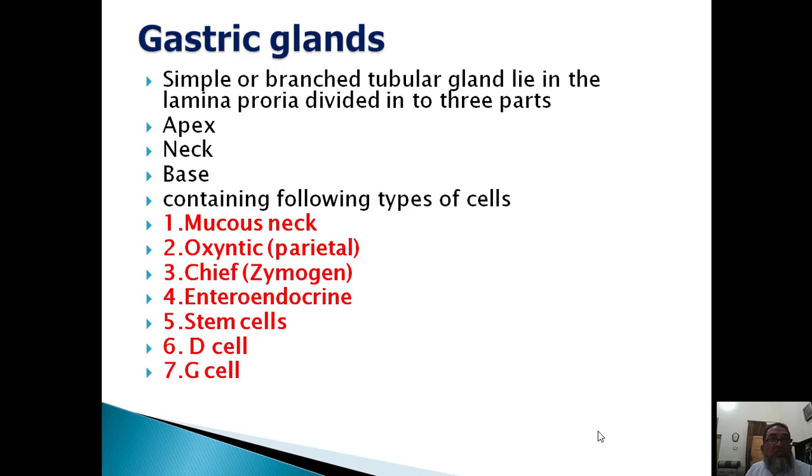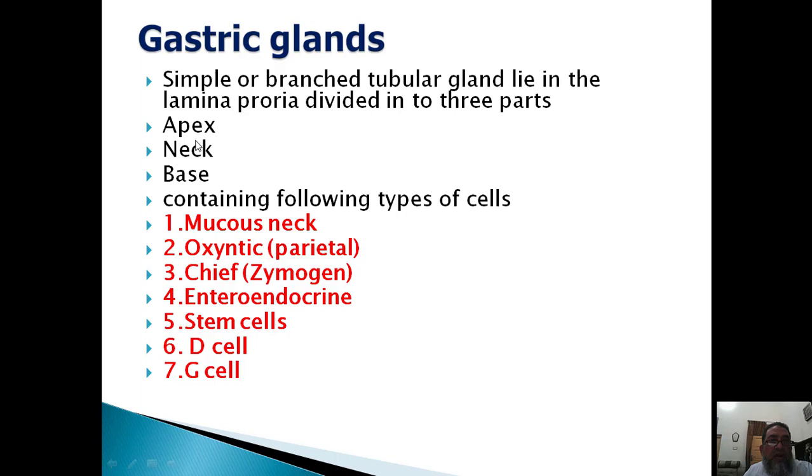Now, over here we will discuss the gastric glands. These are modified branched tubular glands that lie in the lamina propria, divided into three parts. Because these are elongated, starting from the luminal side, they dip down in the lamina propria up to the muscularis mucosae. So it can be divided into three parts: apex, neck, and base.